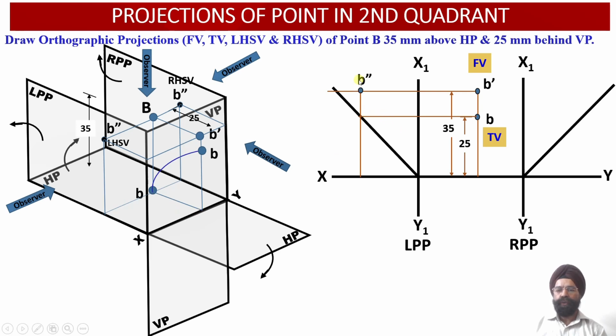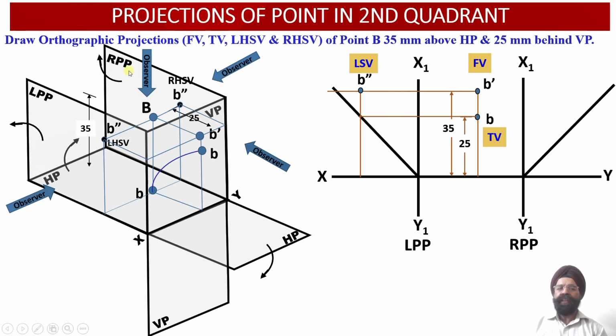So now into the left hand side view profile plane, this vertical projector line, wherever it intersects with this horizontal projector line obtained at a height of 35 millimeter above the horizontal plane, this point of intersection will be termed as point B double dash, which happens to be the left hand side view projection of this point B onto the left profile plane over here.